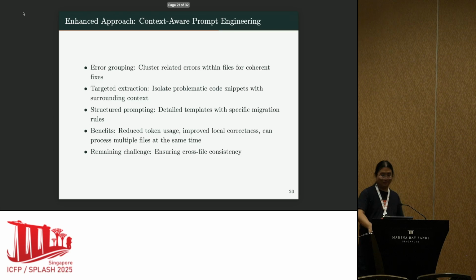So eventually, we have an enhanced approach with the large language model. After we collect all the error messages, we first group the error messages together. If a function contains 5 error messages, then they must be related together with the parameters. Then we collect the code around the error messages, with some context at the beginning and at the end. Then we also design a more detailed prompt template to give the large language model specific rules about how to fix the code. And we get a lot of benefits.